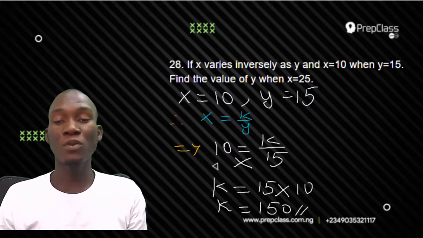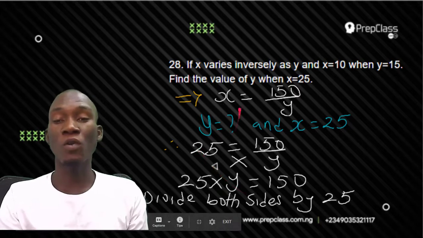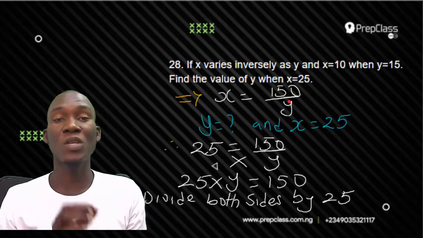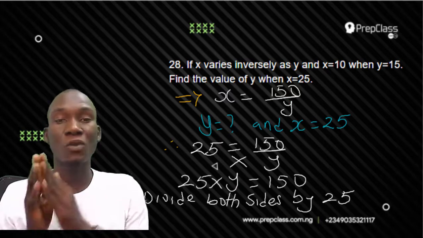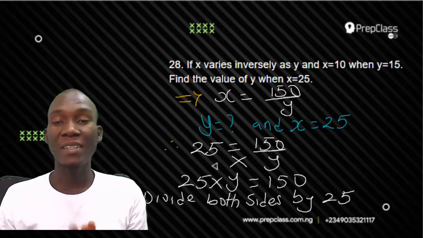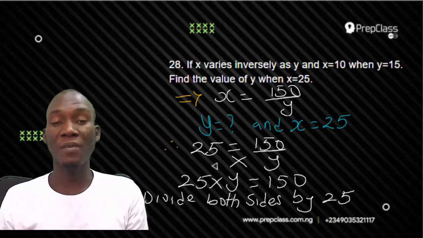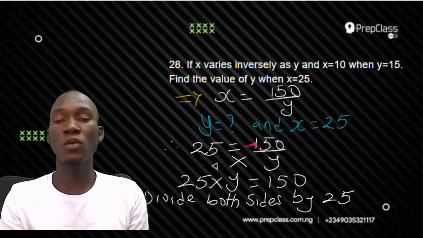Now we've been able to get k equals 150, and that is giving us that x will be equal to 150 divided by y, which is called the relationship between x and y, or we say the formula connecting x and y. So that is that. Now the next thing is to solve for the main question. The main question is to find the value of y when x equals 25. So now we have to substitute for x, that is x is equal to 25. So we have 25 is equal to 150 divided by y.